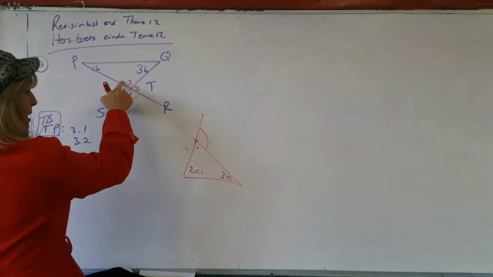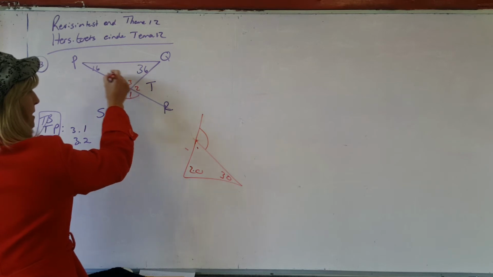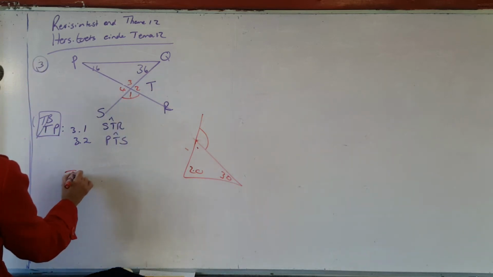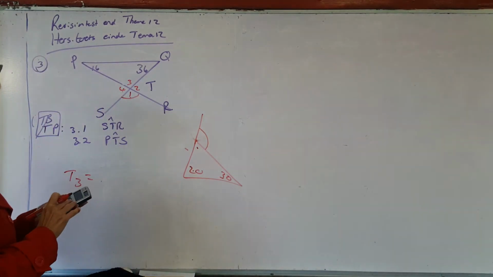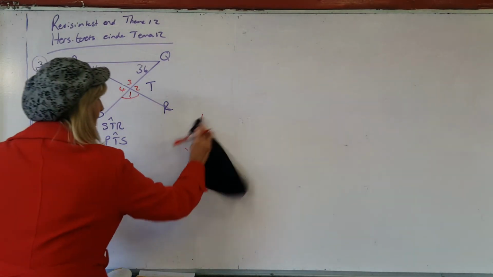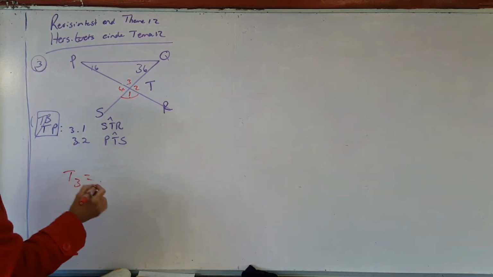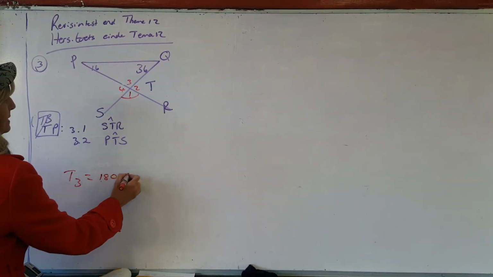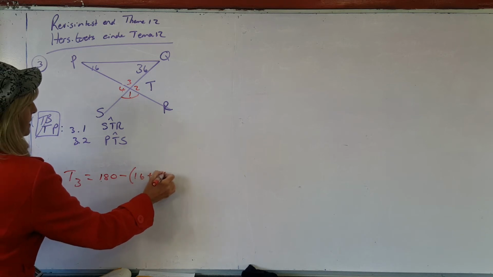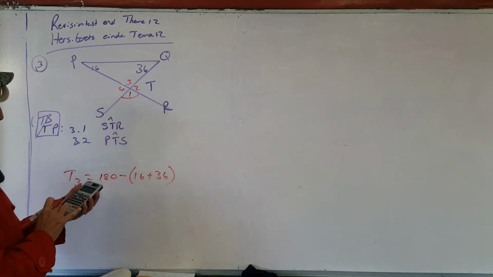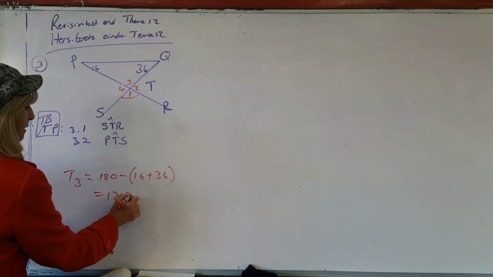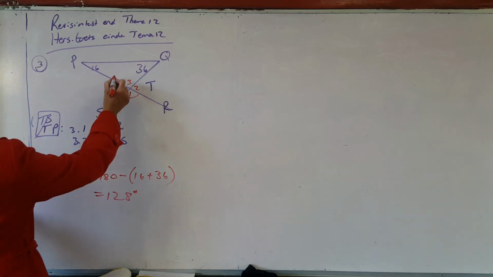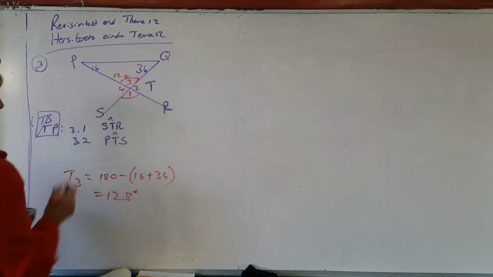But T3 I can get with the sum of the angles of a triangle. So the first thing you are going to say is that T3 equals 180 minus those values. Now guys, especially in grade 8, it could be a good idea for you to say it's 180 minus, if you add 16 and 36 together. So you can add 16 and 36 together and subtract it from 180, and then you get 128 degrees. So that angle there would be 128 degrees.